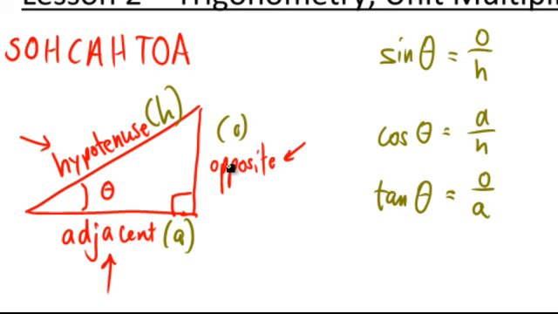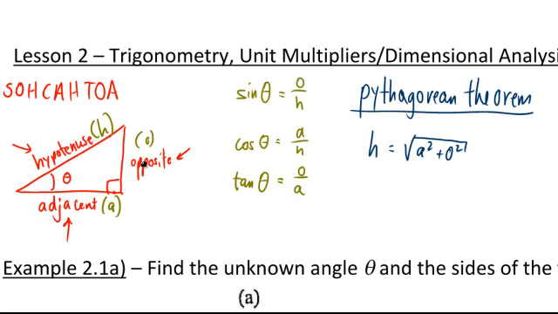You should know those trig ratios cold when you see them in a right triangle. You also ought to know the Pythagorean Theorem. For the right triangle that's illustrated, h is equal to the square root of a squared plus o squared. And we'll be using that quite a bit.